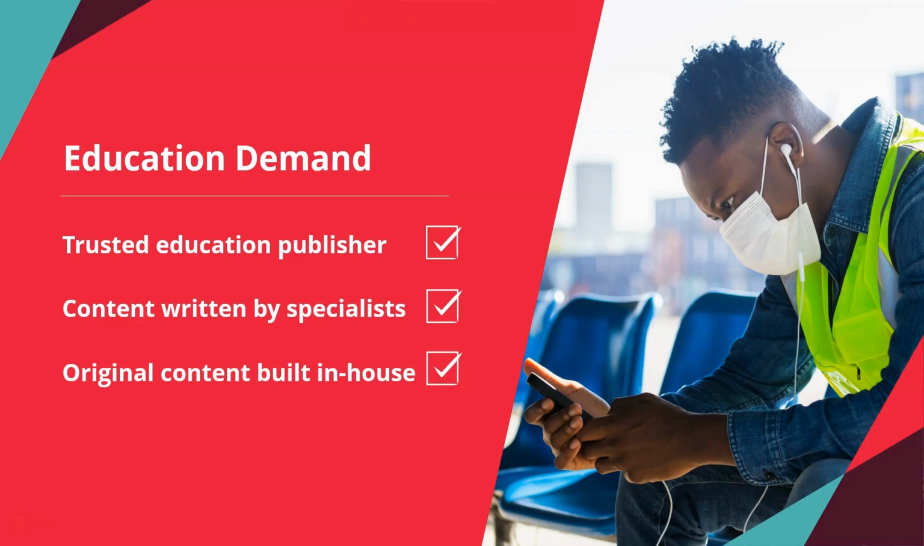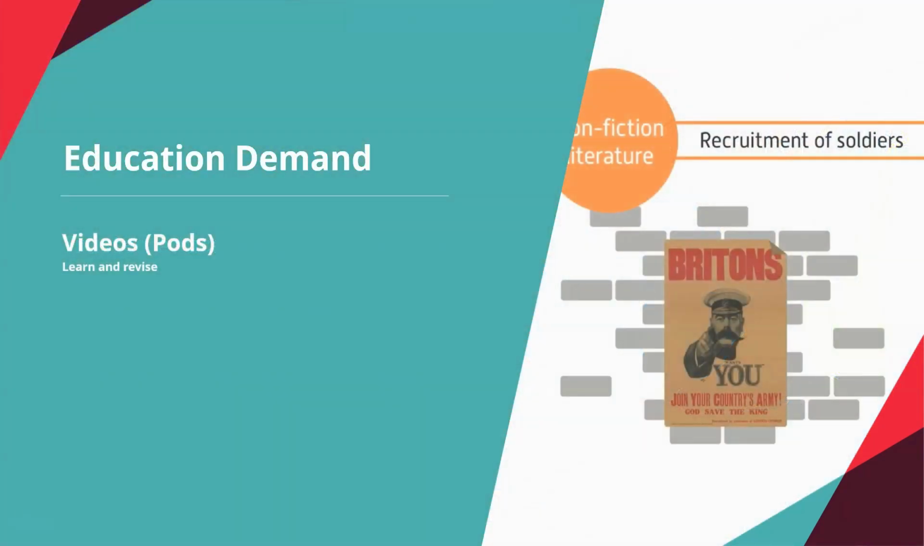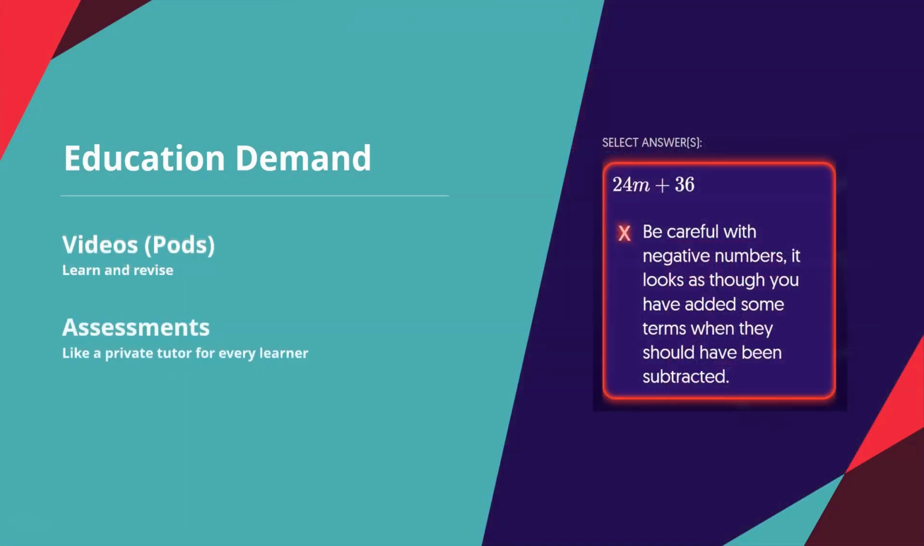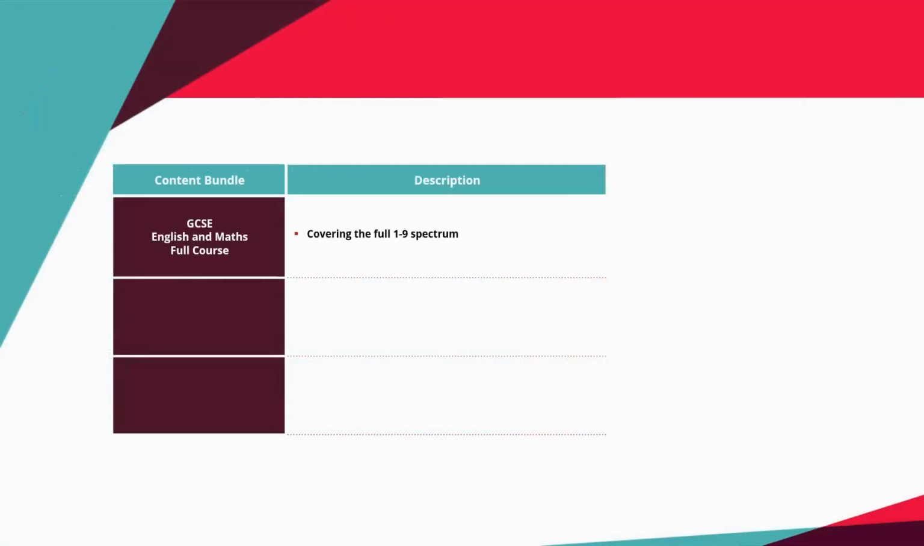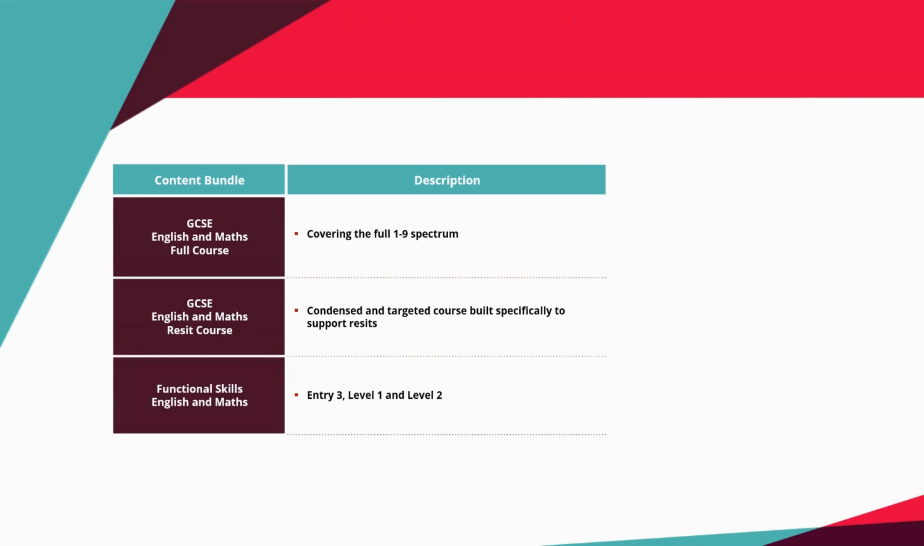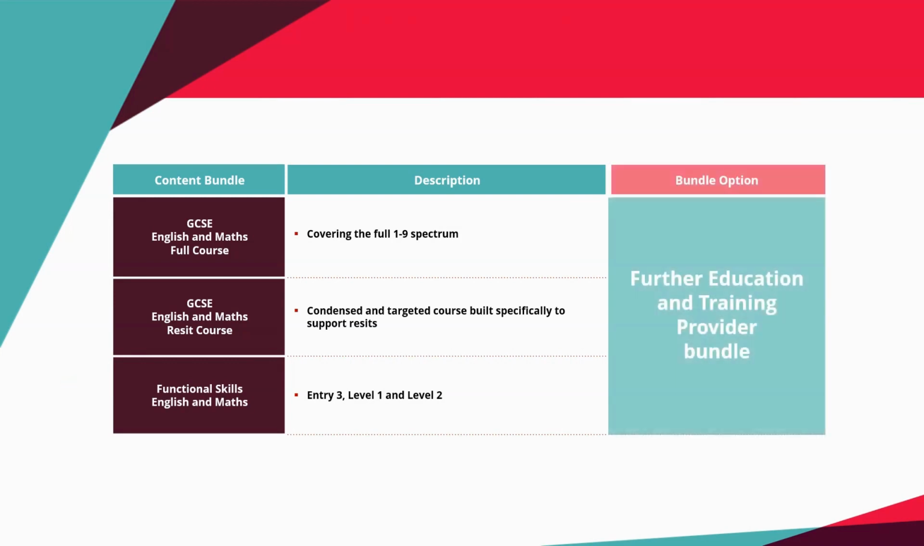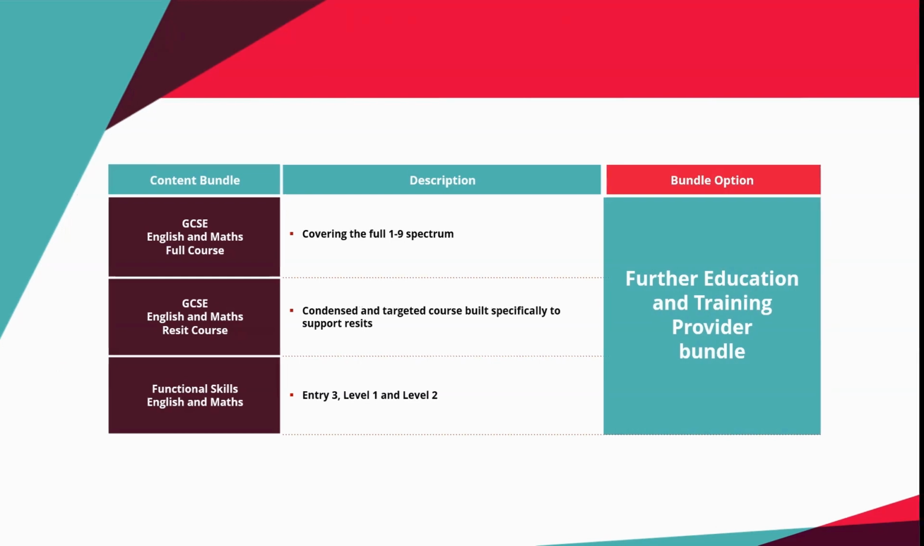Everything your learners need is available in one place, from high-quality videos to learn and revise subject knowledge, to diagnostic assessments and practice papers. We cover GCSE English and Maths for the full 1 to 9 spectrum, a condensed and targeted course built specifically to support resits, and functional skills English and Maths for Entry 3, Level 1 and Level 2. You can buy any of these content bundles individually, or you can combine them in a further education and training provider bundle. This video will focus on our Resits bundle.